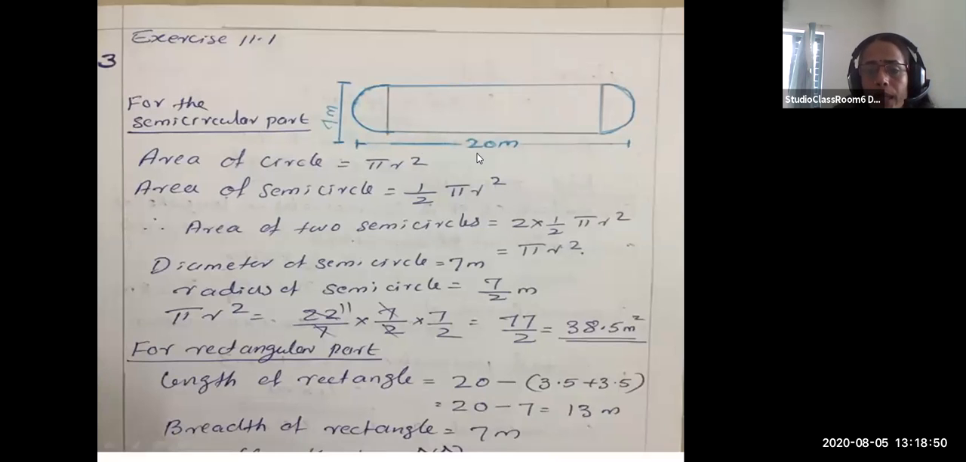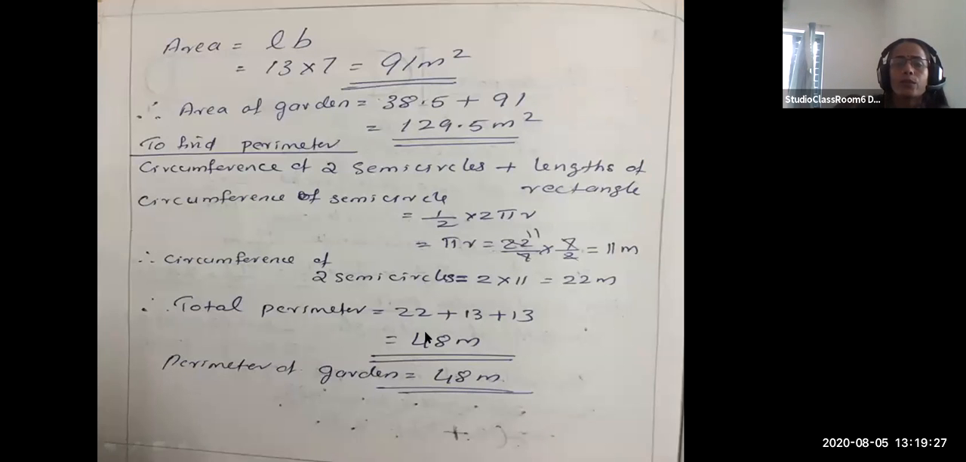See, in the figure, the total length is 20. The total length of the garden is 20, not of the rectangular part. Mithun, who's asking the question? Mithun, the total length of the garden is 20, not the length of the rectangular part. For getting the rectangular part, we have to subtract these radii from both sides. We did it here. 20 minus 3.5 plus 3.5, that is 20 minus 7, 13. Understood? Yes.